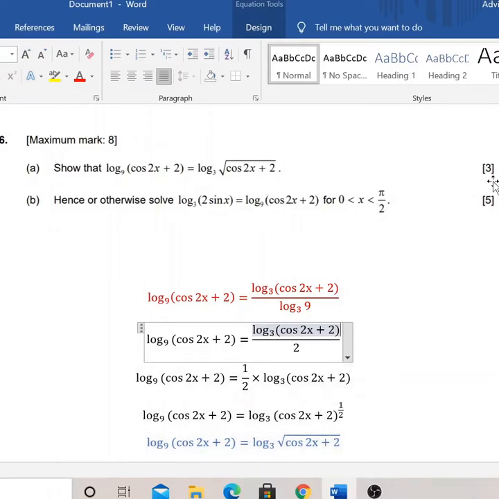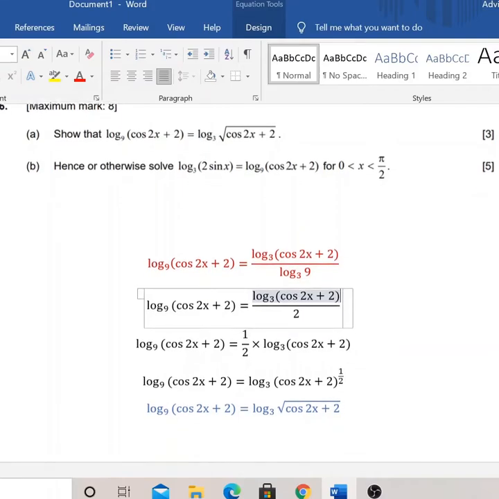Another thing to note is that this question is 3 marks. So it shouldn't take you any more than 1 minute or 1 minute 30 seconds, or maximum 2 minutes.